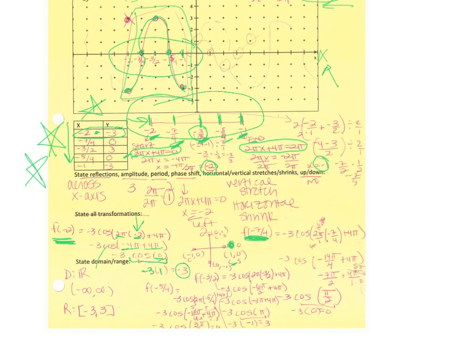Remember, domain is going to be all reals, because even though you just see a segment of that graph, you need to remember that it continues going on and on for all x values. However, the range, see how high and low it goes. Notice our graph, the lowest y value is -3, and the highest y value is 3.